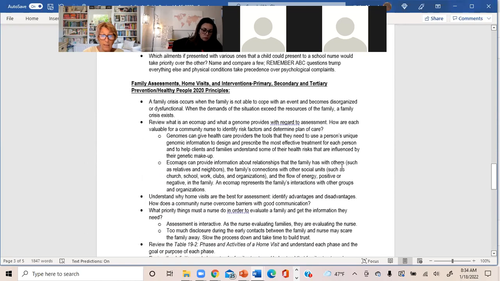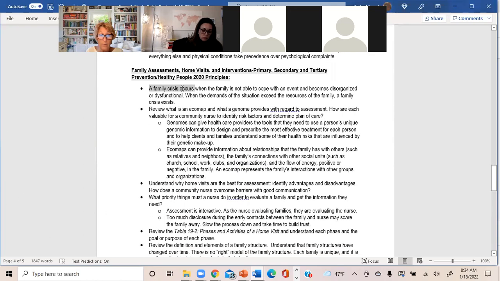Okay, next section, family assessments, home visits, interventions, primary, secondary, tertiary. This bullet identifies what is the family crisis. Okay, this next section is maps and genomes. We didn't talk about that today in our quick review, but this gives you an excellent summary of each of them. Review what a map and what a genome provides with regards to assessment. How are each valuable to the community nurse to identify risk factors?